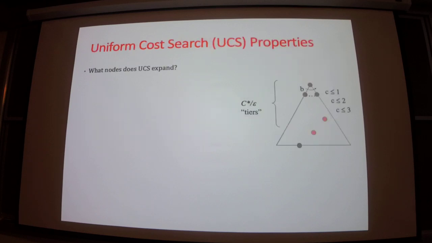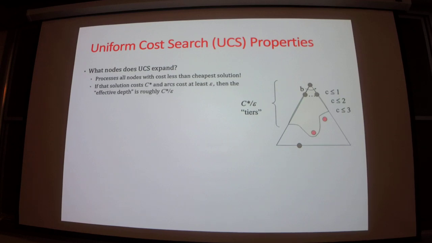Okay, so let's talk about the complexity here. What nodes does UCS expand? As I mentioned, it's these cost contours. It's going to process all of the nodes with cost less than the cheapest solution. This is much more difficult to formalize mathematically, but the idea is that if we have some optimal cost C star, and each edge costs at least some value epsilon, then we have this notion of an effective depth, which is roughly C star over epsilon. It's going to take on the order of 1 plus that as the exponent, similar to the others. Does that make sense?